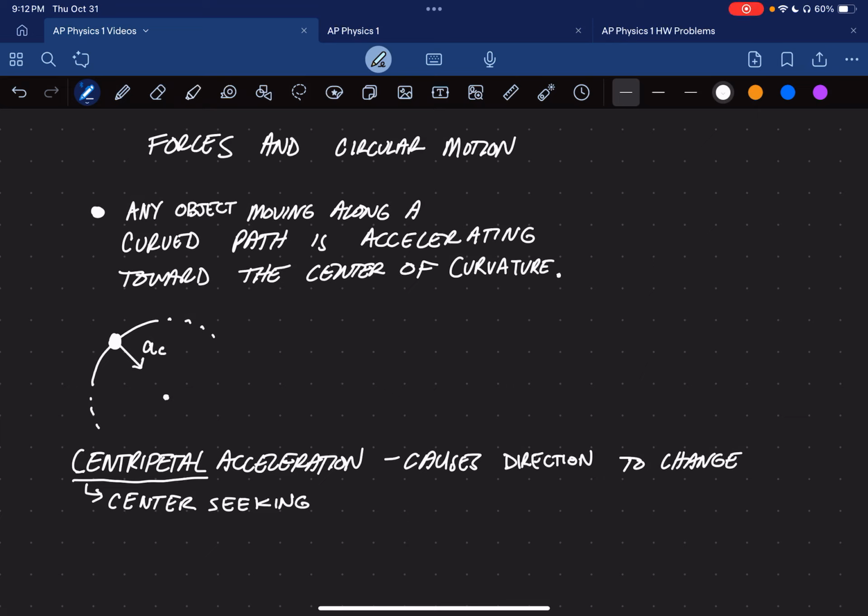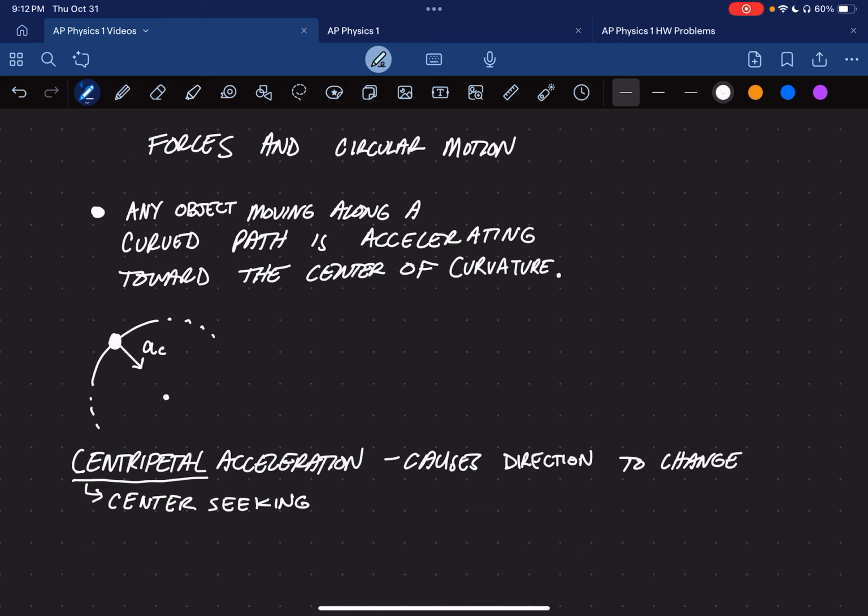This topic is forces in circular motion. We're going to begin with a kind of rule: any object moving along a curved path is accelerating towards the center of curvature. So here I've drawn a small picture. This dot right here, this object, is moving along a curved path.